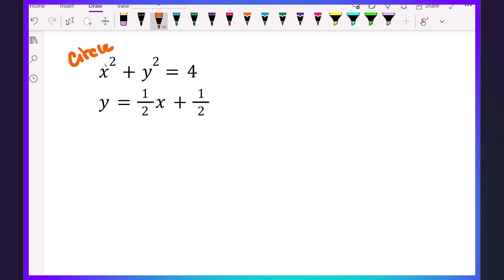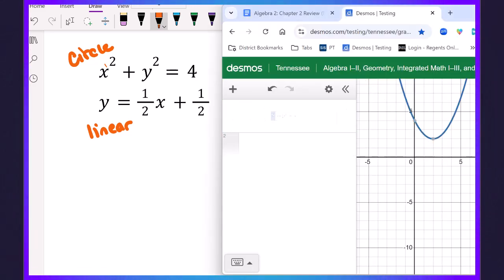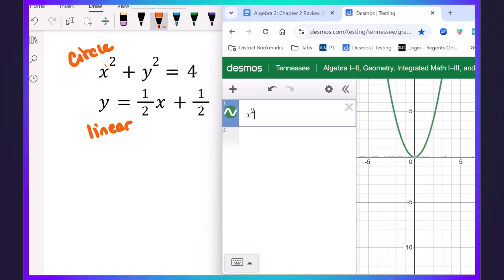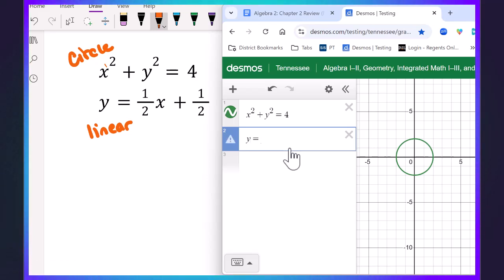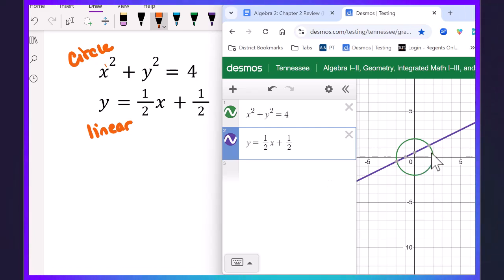You can type it in just like that. This last one over here, see how it's x to the power of 1? That is going to be a linear equation. So you can just go ahead and start typing them as they are in Desmos. And it's kind of neat what happens. So x squared plus y squared equals 4. There it is. That's a circle. And then we have y equals 1/2 x plus 1/2. Okay. Looks like I've got a couple of solutions here.